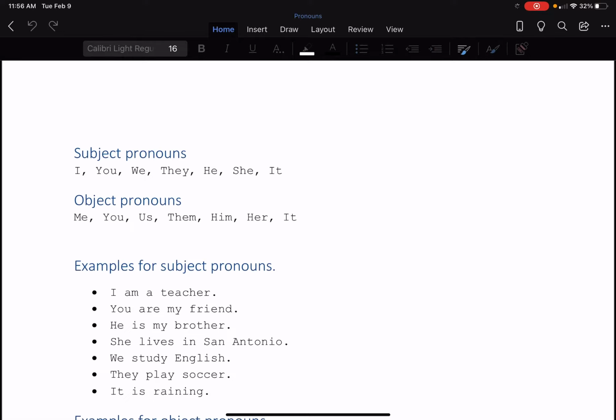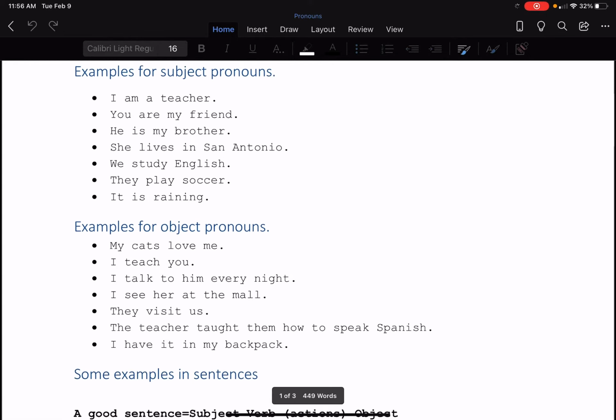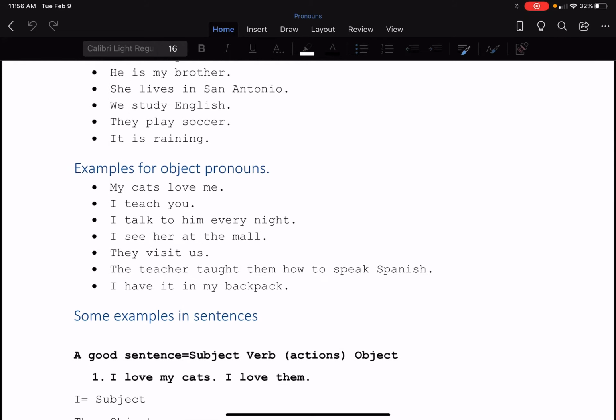When we write a good sentence, I want you guys to remember that a subject will always come in the beginning, and then we have our verb or our action, and then the object comes at the end. We say the object takes what we're sending the verb to. So if I say, I love my cats, I love what? I love them, I love my cats. So the cats take my love.